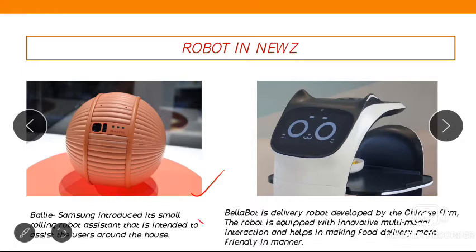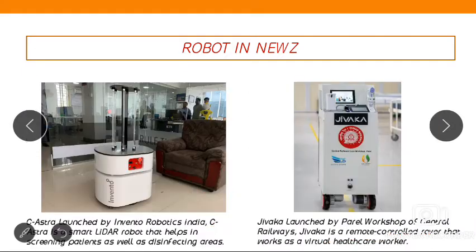Okay, and this is a Bellabot. It is a Chinese robot, and it is used for making food deliveries in this pandemic. It is very friendly, and it is very useful in corona time. This robot is very much useful. Okay, so for delivery purpose, food delivery purpose.